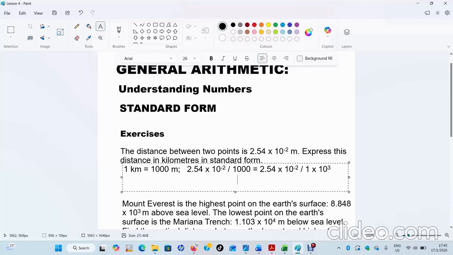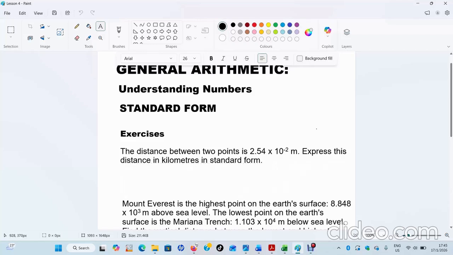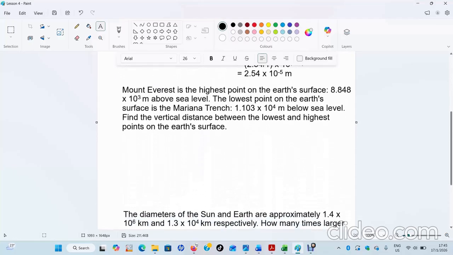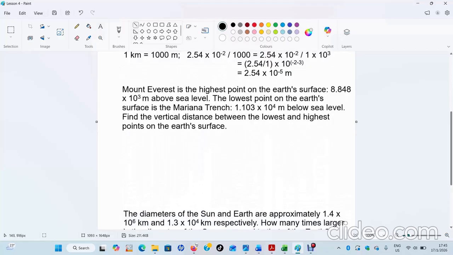Now we use our previous example to calculate that division. So we'll have 2.54 divided by 1, closing brackets, times 10 to the power minus 2 minus 3. We did this from the previous lesson. If you skipped that, I think you need to go back to that lesson. So our answer becomes 2.54 times 10 to the power minus 5 kilometers. Okay, I need to correct that. I made a mistake. They're supposed to be kilometers, not meters.